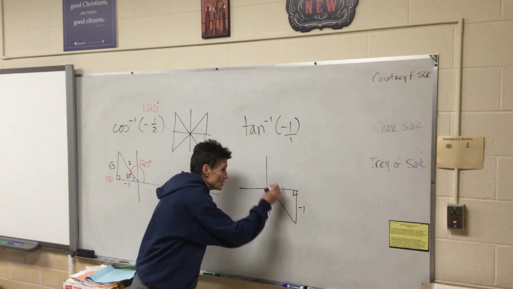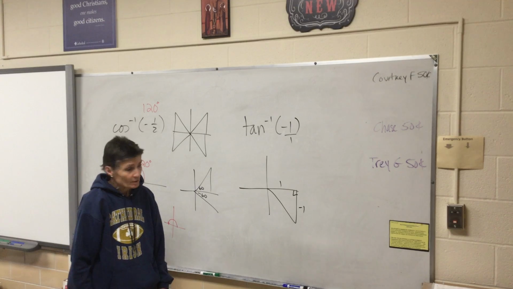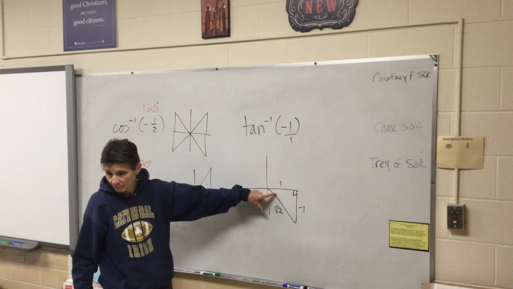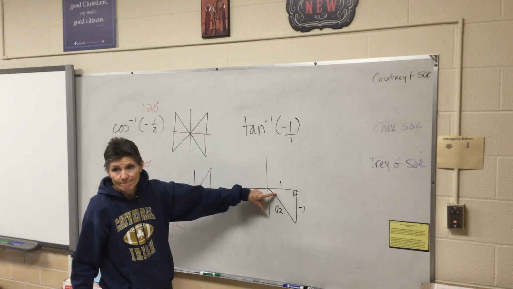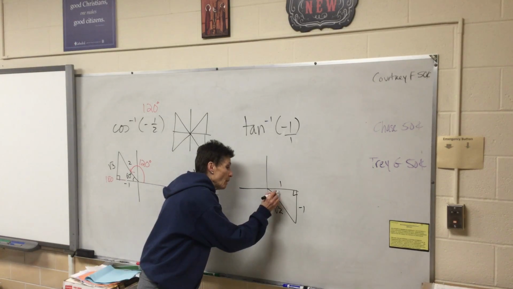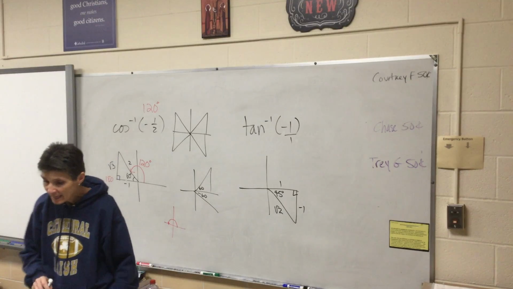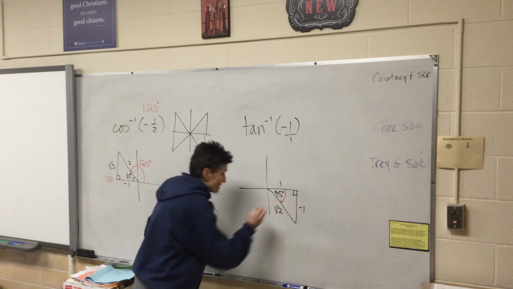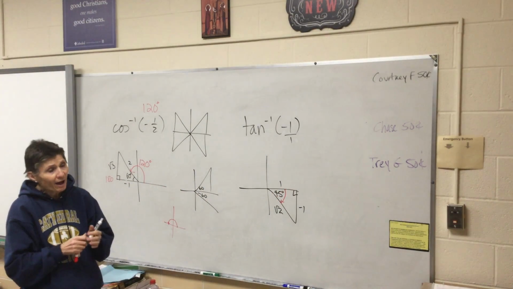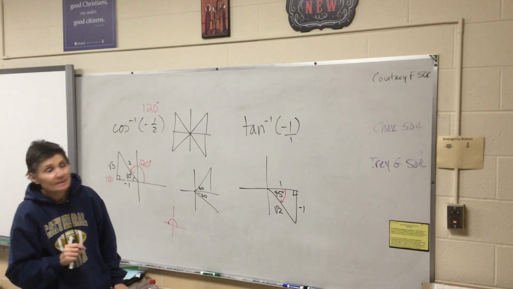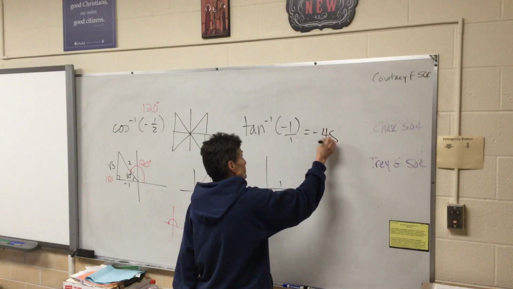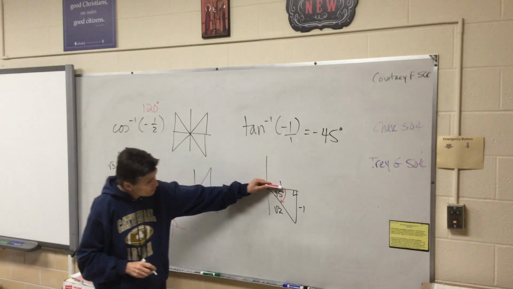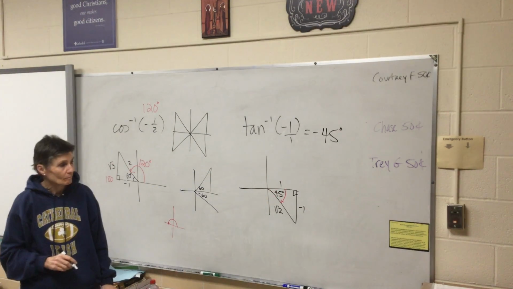So I know opposite over adjacent, 1 over 1. I recognize that triangle. This would be root 2. And how big is that angle? 45. Yep. So what do I put in the answer blank? Be careful. That angle is below the x-axis. So we won't say the answer is 45. We'll say the answer is negative 45. Very good. So the answer to the problem is negative 45, because the angle is below. It's coming down.